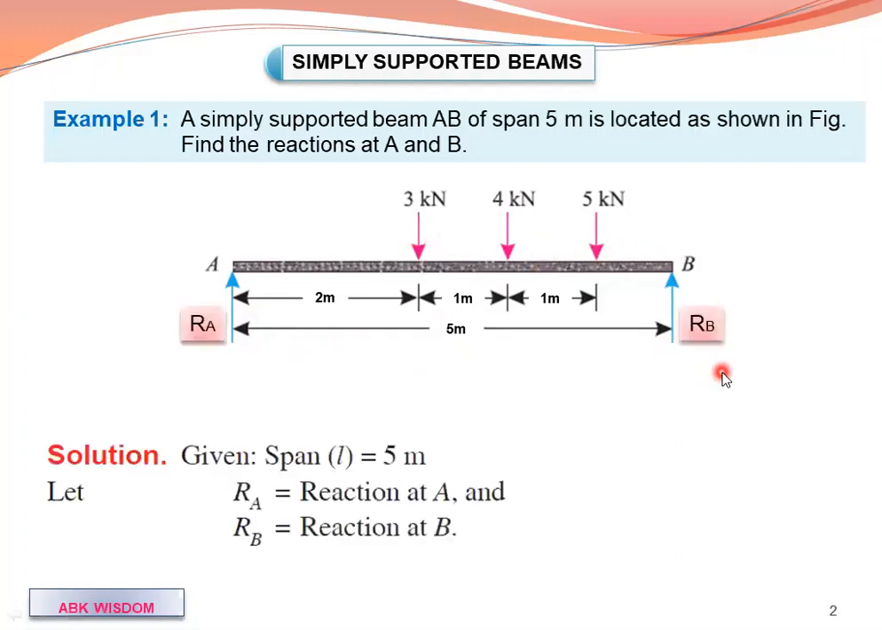The first step is we have to first give the support reaction as RA, which represents reaction at A, and RB, which is reaction at B. And to solve this problem, we need to assume the sign convention. So the clockwise direction moment will be considered as positive, and the force vertically upward will be considered as positive.